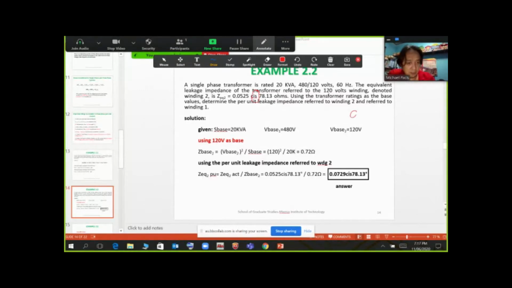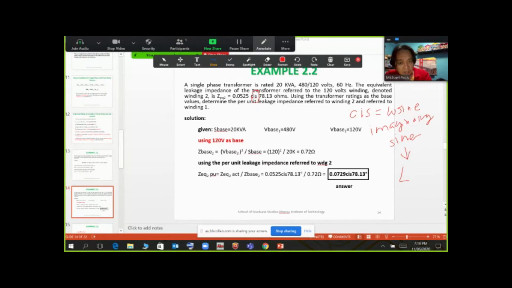What's the meaning of that? The cis means cosine plus imaginary sine. In other words, this is the angle of the impedance, the angle of the polar representation.